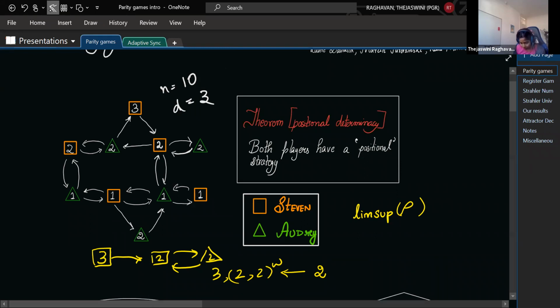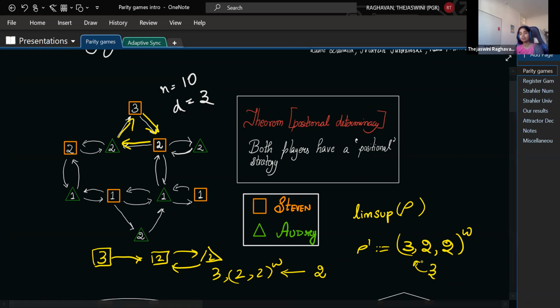Let's say somehow that Steven, instead of choosing to go right at that vertex, instead decides to do this play. This play, which I'm going to call rho prime, will now see 3, 2 and 2 infinitely often. And if you look at this play, the limsup is going to be 3 because that's the highest priority that occurs infinitely often. So that play would have been winning for Audrey instead.